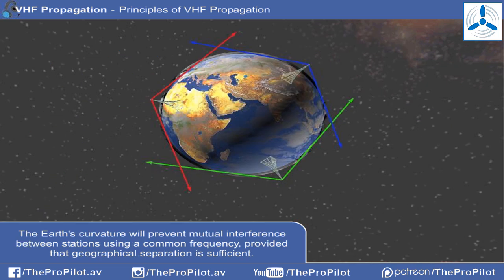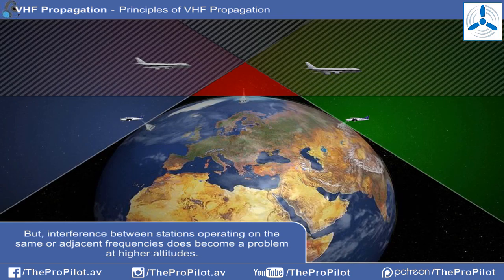For VHF-RT, the curvature of the Earth normally gives protection from mutual interference between stations using a common frequency, provided they are well spread geographically. But, as you learnt at the beginning of this course, interference between stations operating on the same or adjacent frequencies does become a problem at higher altitudes. For this reason, a greater number of distinct radio frequencies have had to be brought into operation for aircraft operating in European upper airspace by passing from a frequency spacing of 25 kHz to a spacing of 8.33 kHz.